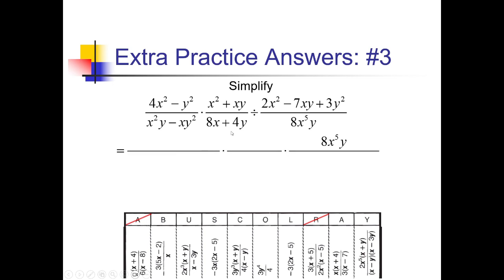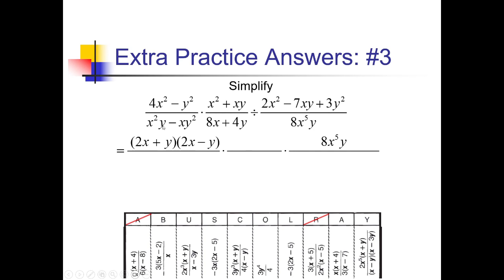So we've got these first two that I'm going to factor in a minute, and this 8x to the 5th y is coming upstairs, and whatever this 2x squared business factors into, I'm going to put that downstairs on this last one. So going through and factoring, this first one in the upper left, this is a difference of squares. I can square root these and use a plus minus parentheses. Square root of 4x squared is 2x. Square root of y squared is y. So 2x plus y and 2x minus y there.